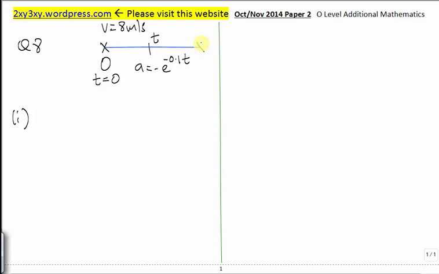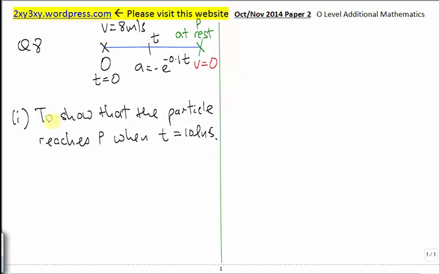So let's say this is the point P and the particle is at rest here. And we know that when a particle is at rest, v will be equal to 0. This is a fact. In part 1 of the question, we are asked to show that the particle reaches P when t equals 10 ln 5 seconds. So at this point, t must be 10 ln 5.